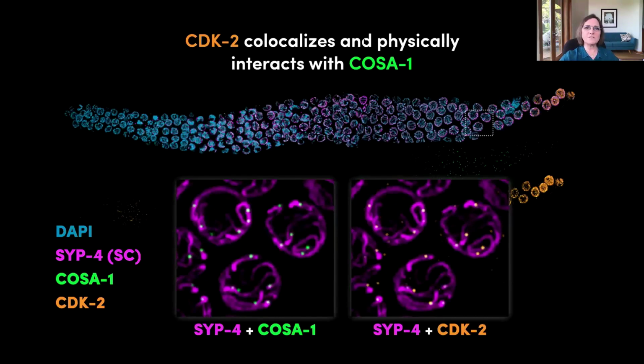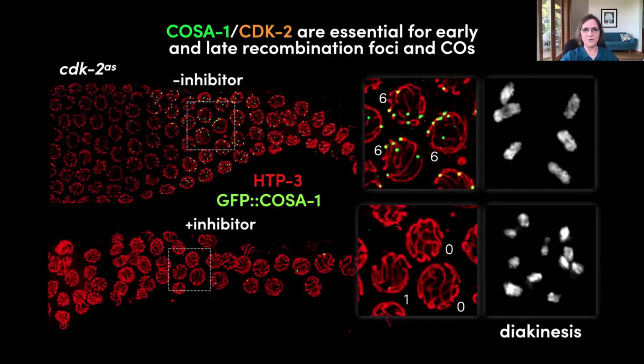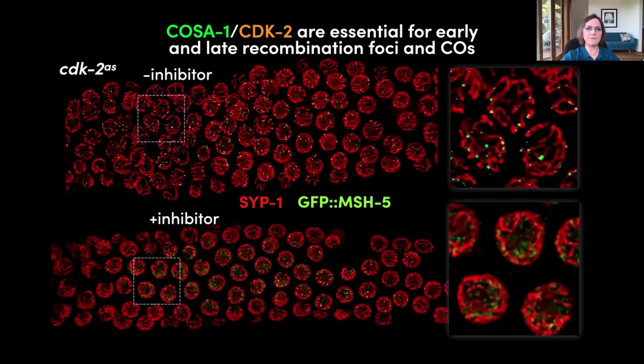So we now know that COSA1 and CDK2 are required not just for crossing over, so you don't see any of these foci if you don't have COSA1. In this case, we made an analog sensitive allele of CDK2, and if we treat with an inhibitor that inhibits its kinase activity, we don't get these late foci, and we see univalent chromosomes at diakinesis. But also, COSA1 and CDK2 are required even for the early stabilization of recombination intermediates, which we mark here with MSH5, which is required for homologous recombination in meiosis. And so even those foci are missing.